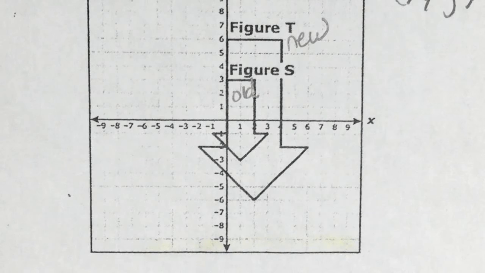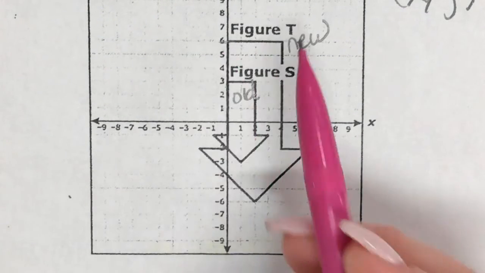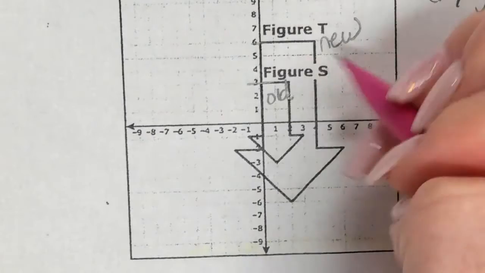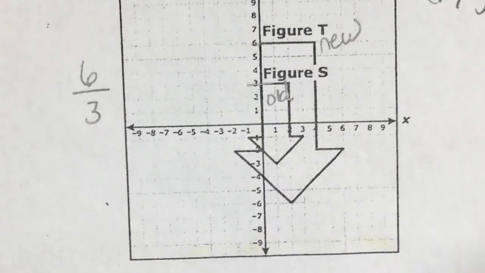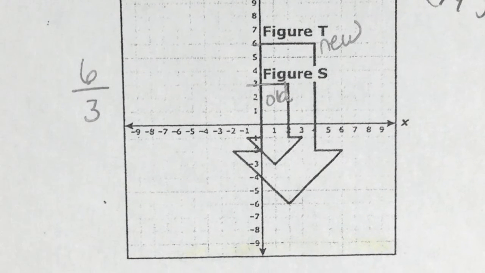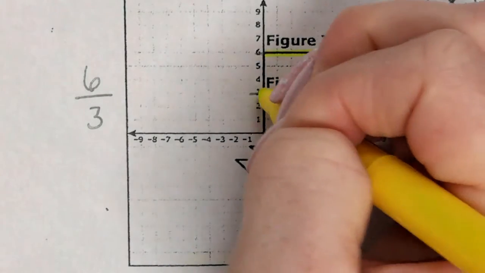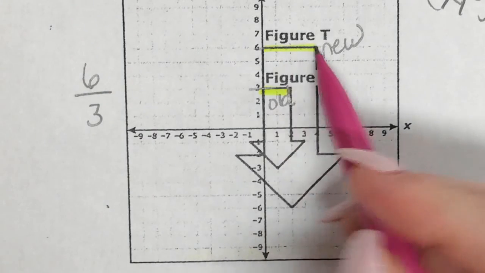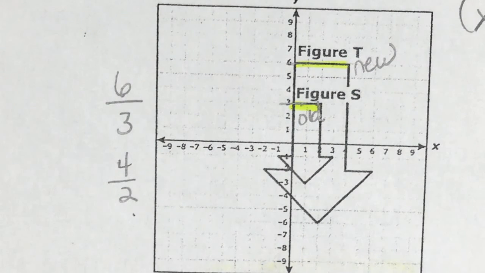You can pick a coordinate. So does everybody see figure T is intersecting at 6? What is figure S intersecting at? So what's the new one? 6 over 3. You could also count side lengths. Do y'all see this side length right here, how it corresponds with this side length? I could count, okay, this side length is 1, 2, 3, 4. This side length is 1, 2. You will get the same answer.